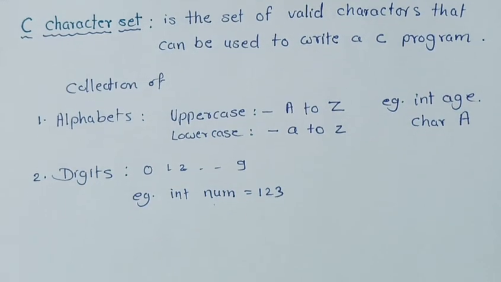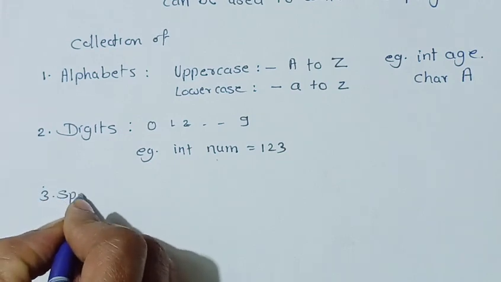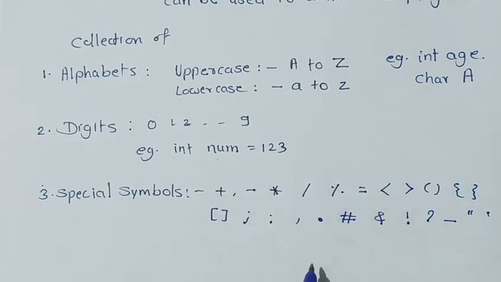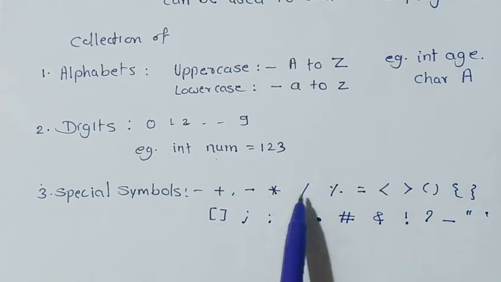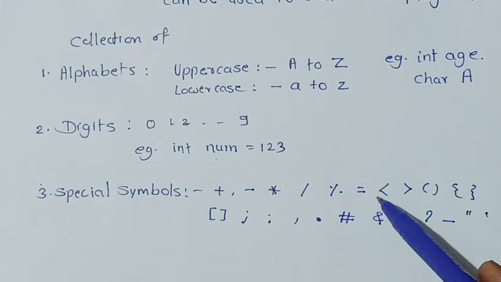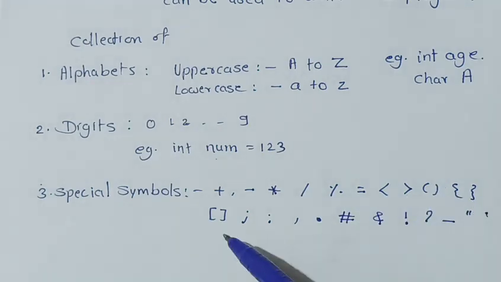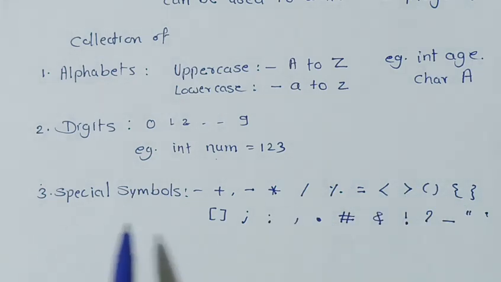Next are special symbols. See here, these are some special symbols you are using to write the program: plus, minus, asterisk for multiplication, slash for division, modulus, equal to, less than, greater than, round brackets, and flower brackets, braces. You are using all these in your program. These are special symbols.